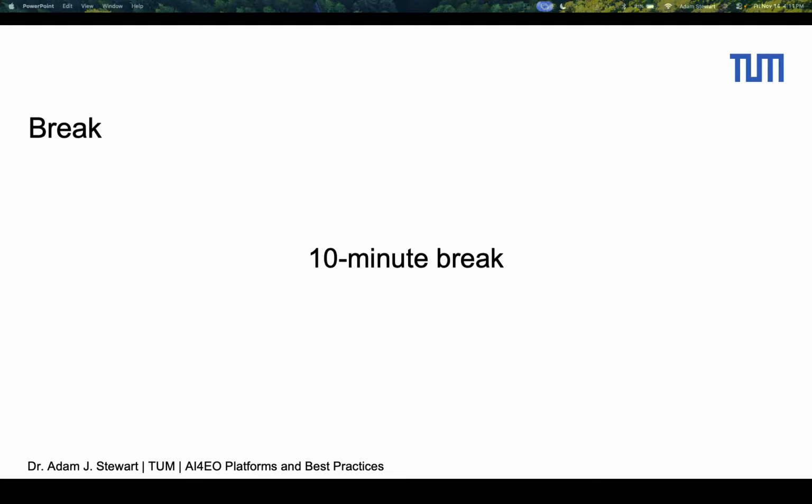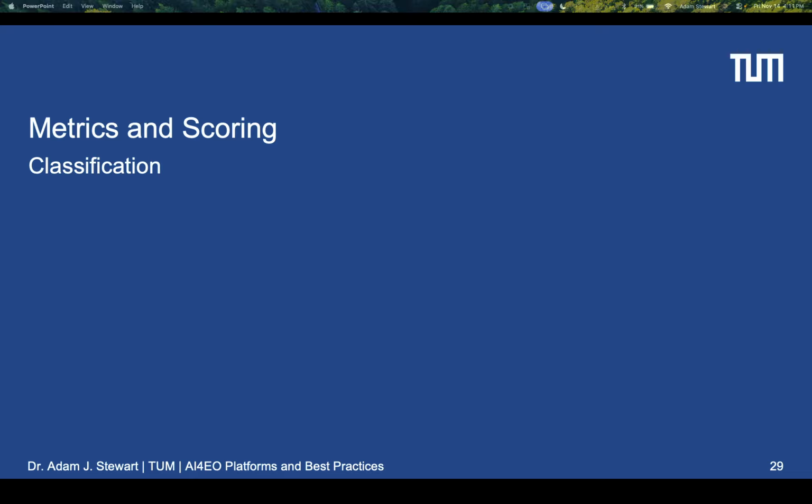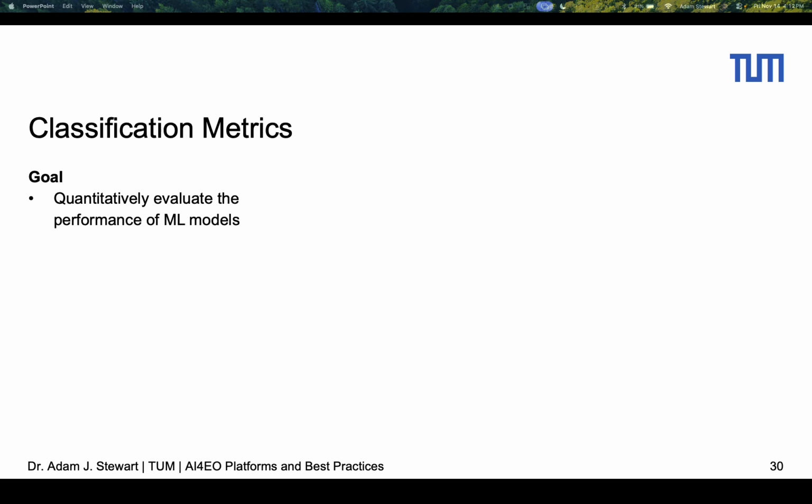This is where I did want to have a break, but we don't have a lot of time. I want to jump to classification. Regression was very easy. There's only so many ways of measuring the amount of mistake you make. Classification is much more complicated, and there's a lot of different ways to measure error and accuracy.